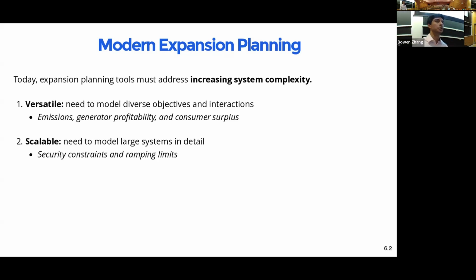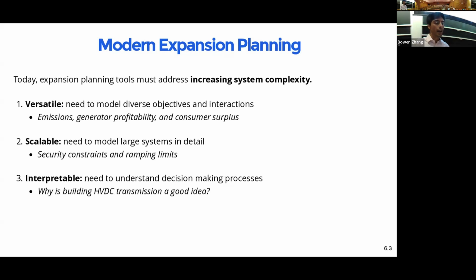You also want today's methods to scale to much larger systems. You're no longer planning a small region in Oregon. You're planning the entire Western interconnect, which has thousands of nodes. And then in addition to this, you want these tools for decision makers to be interpretable. So importantly, in practice, a lot of the transmission and generation investments are being made somewhat heuristically by humans, sitting in a room deciding, okay, we'll build the line there, we'll build the line there. And so for these types of expansion planning tools to be useful, they need to understand what the results are and why they're saying, build this here, build that there.